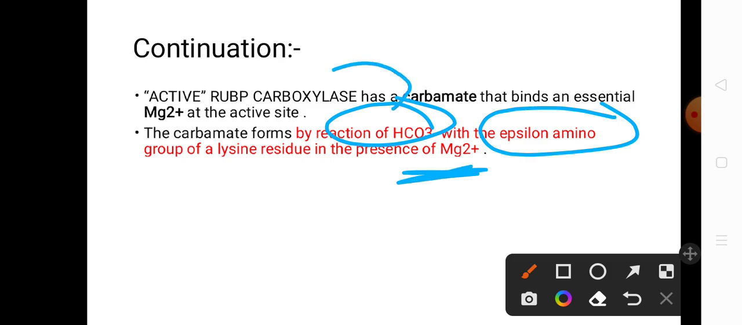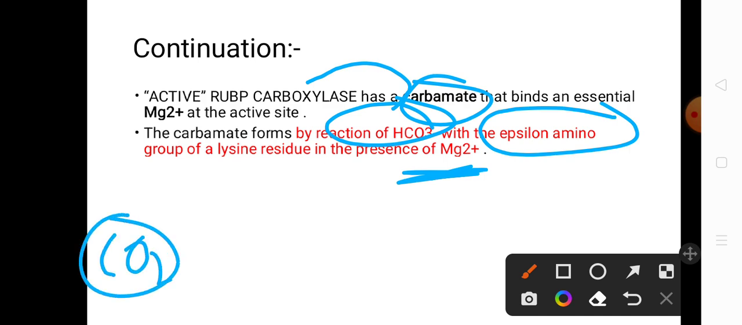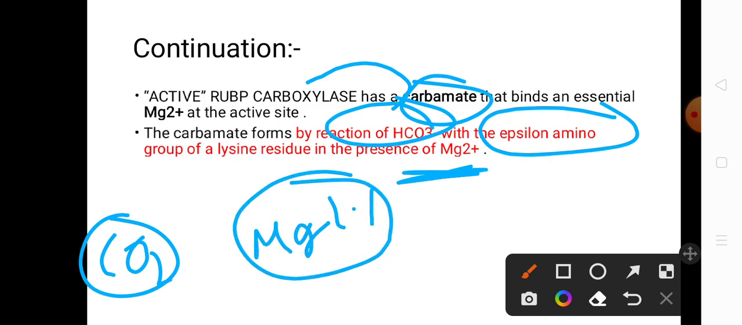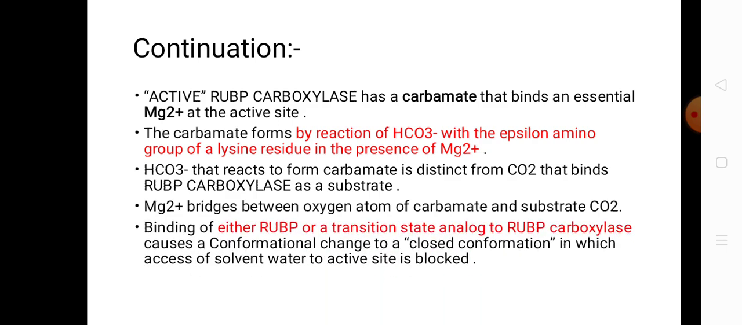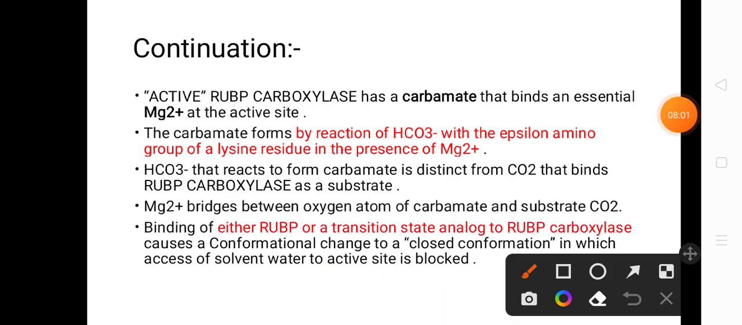Remember, the HCO3- that reacts to form the carbamate and the CO2 that acts as a substrate are distinct. Okay, and Mg2+ acts as a bridging substance between the oxygen of HCO3- and the substrate carbon dioxide. Now, binding of either the main substrate, which is RuBP, or the transition state analogues that we have just talked about, at the active site of RuBP carboxylase causes a conformational change of the enzyme, from its open state to closed state.